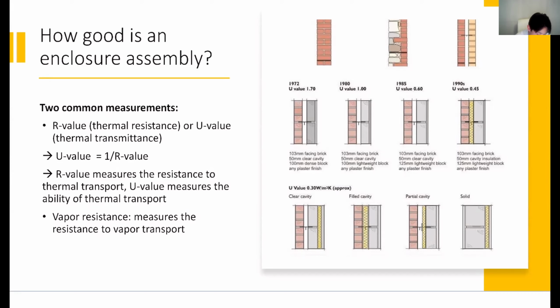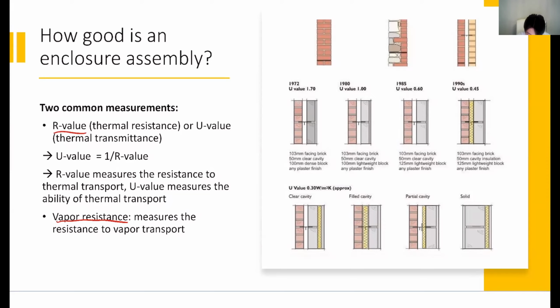The other measure that we commonly take is the vapor resistance. Like I said, not only do we need to consider the heat transfer, we also need to consider the vapor transfer, because you don't want water or vapor to get into our building assembly to degrade it or to affect our human comfort, right? So we also have the measure of vapor resistance to measure the resistance to vapor transport.